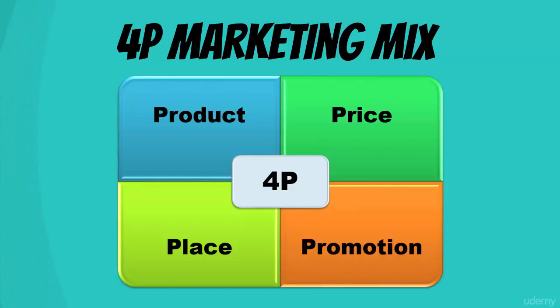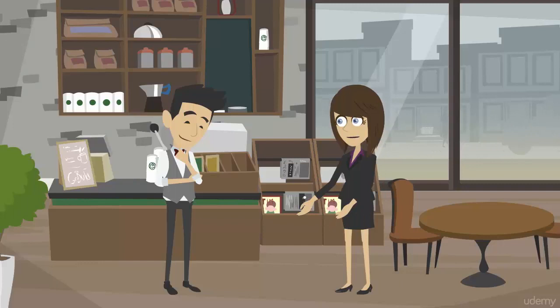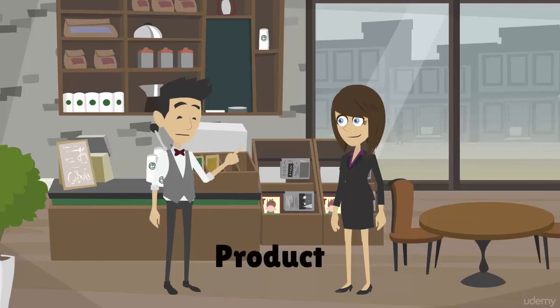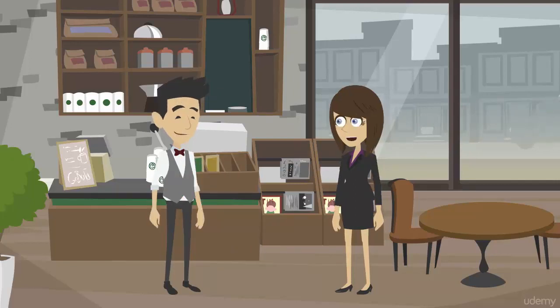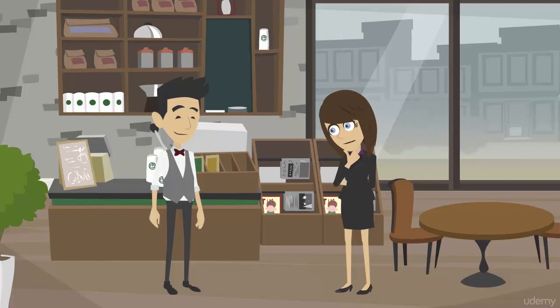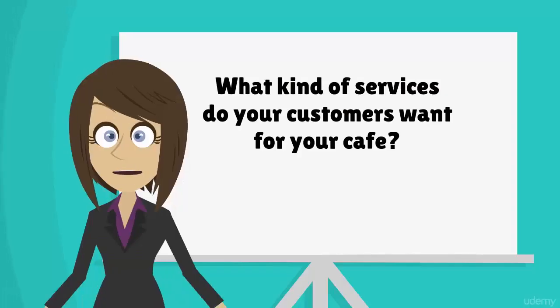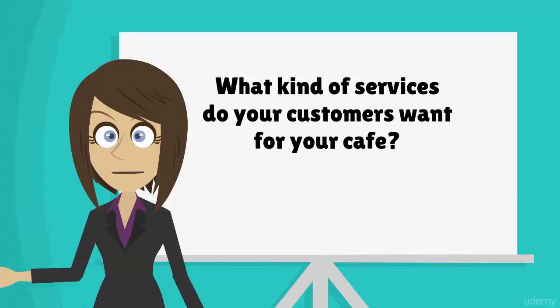I see. What is the 4P used for? You can plan marketing strategy in detail using the 4P. I see. Let's start planning about product. Yeah, what kind of services should you supply your customers with? Because my customers are middle-aged and elderly business people based on the STP process, my cafe should supply them with services that they want. What kind of services do your customers want for your cafe?